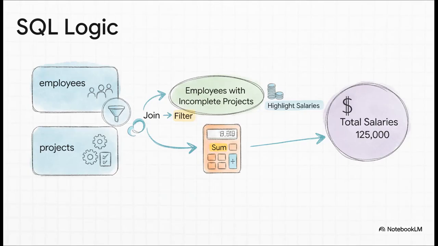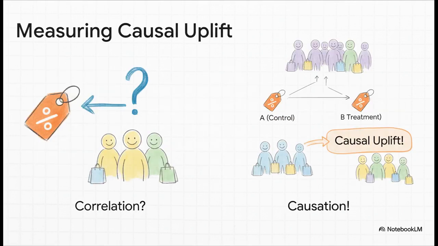Now for a SQL logic question. You don't need to write the code, just explain the steps. So first, you'd have to filter your projects table to find only the employees with incomplete projects. Then, you join that list back to the employees table to get their salary info. The final step is easy. You just sum up the salaries for that group. Filter, join, aggregate.